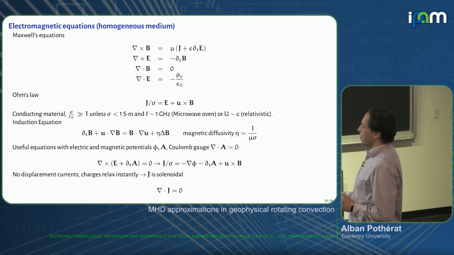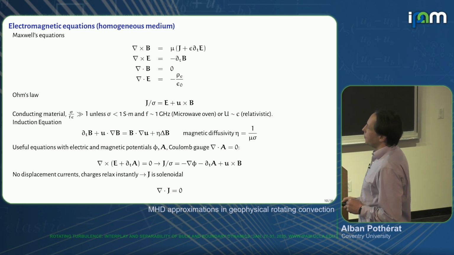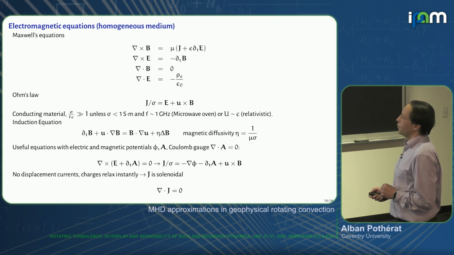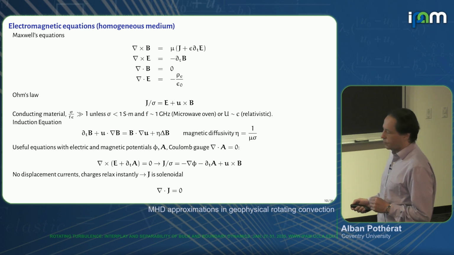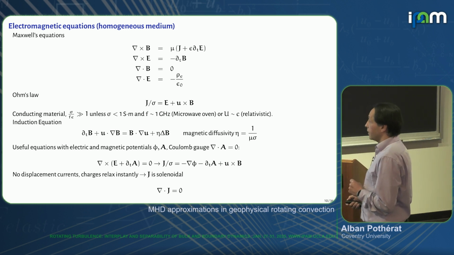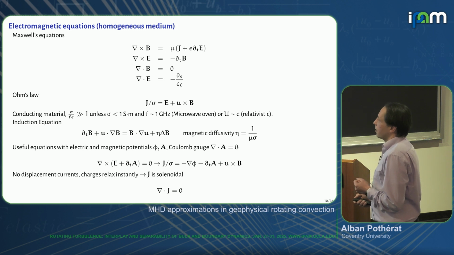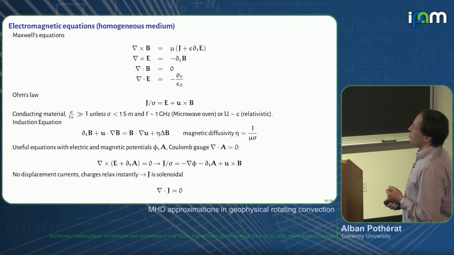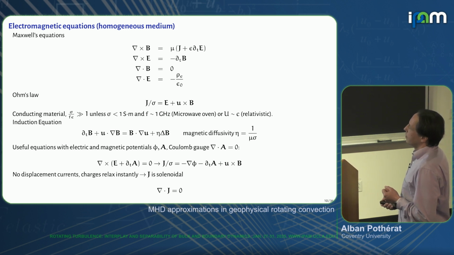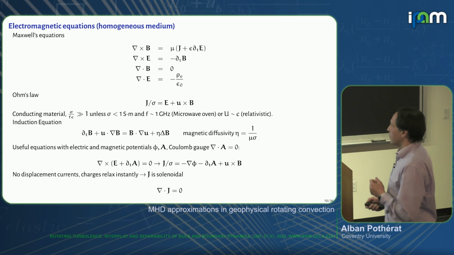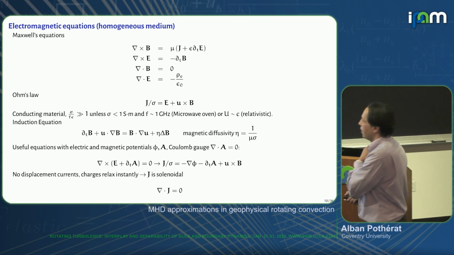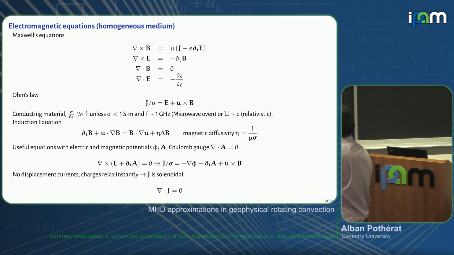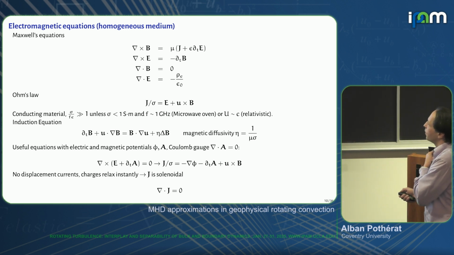From these three equations and Ohm's law, one can eliminate the current and the electric potential to obtain a transport equation for the magnetic field, and that is the induction equation. Here we have an expression of the magnetic diffusivity, which depends on the inverse of the electric conductivity and the magnetic permeability. I will mention a few times, because I'm a big fan of currents, that here we've eliminated the current.